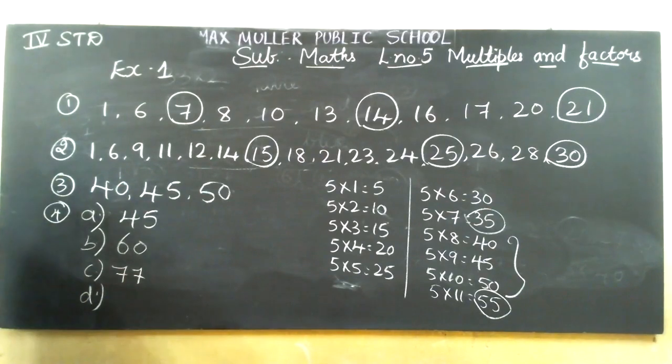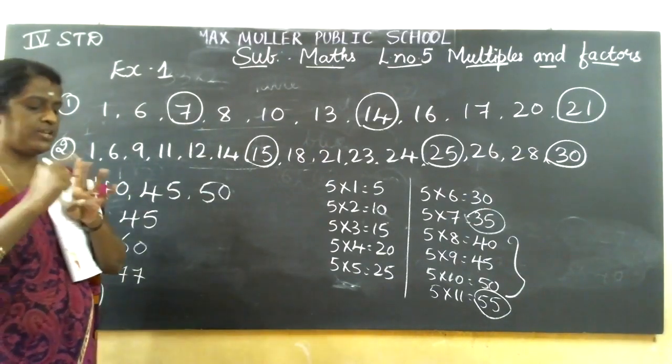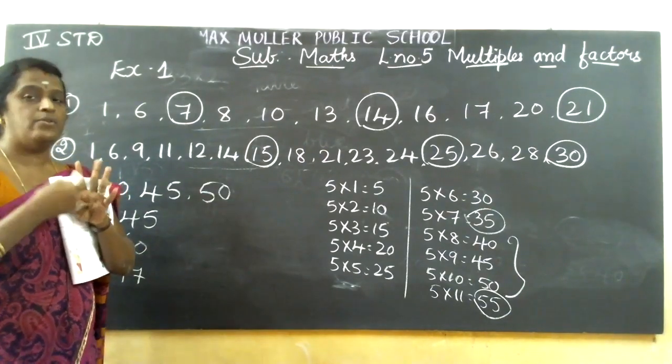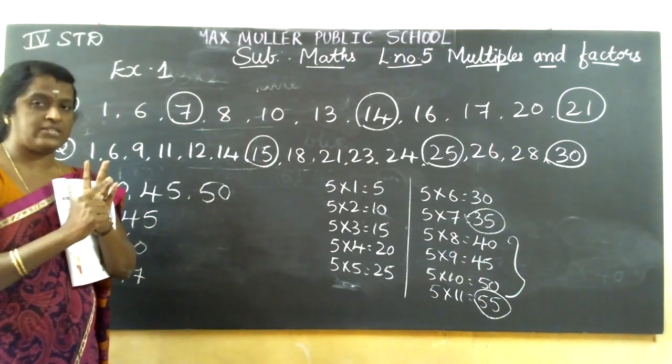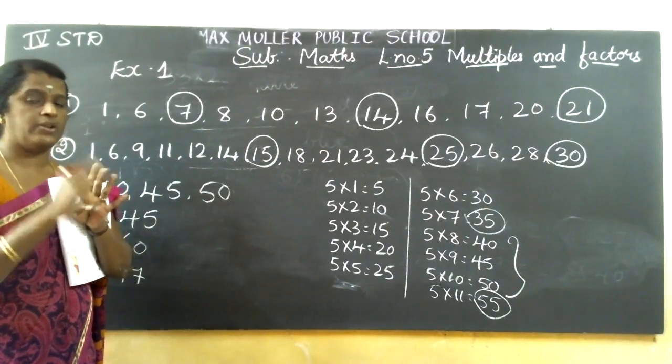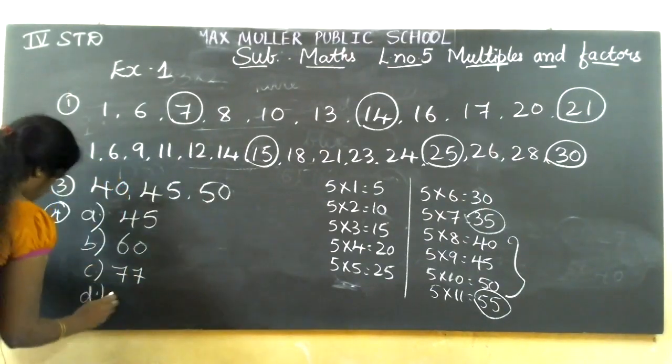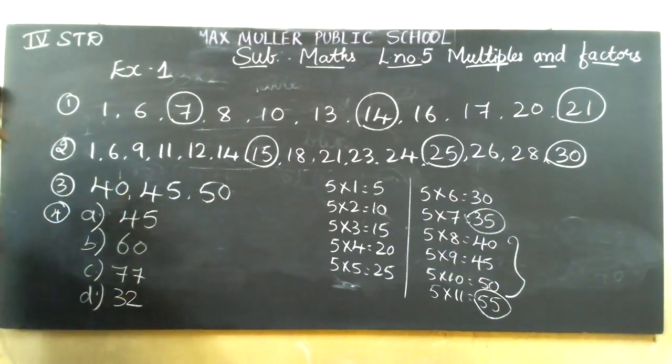Fourth multiple of 8. 1, 2, 3, 4. Fourth multiple of the 8 table: 8 ones are 8, 8 twos are 16, 8 threes are 24, 8 fours are 32. See here, you should write only the table's answer for the multiple. Okay, children? The table's answer, the product, that is the multiple. Copy this.